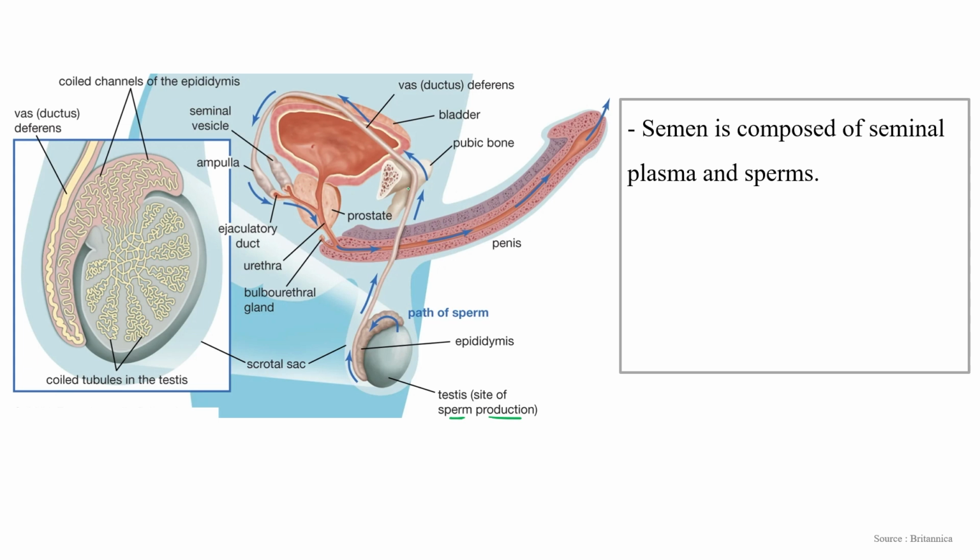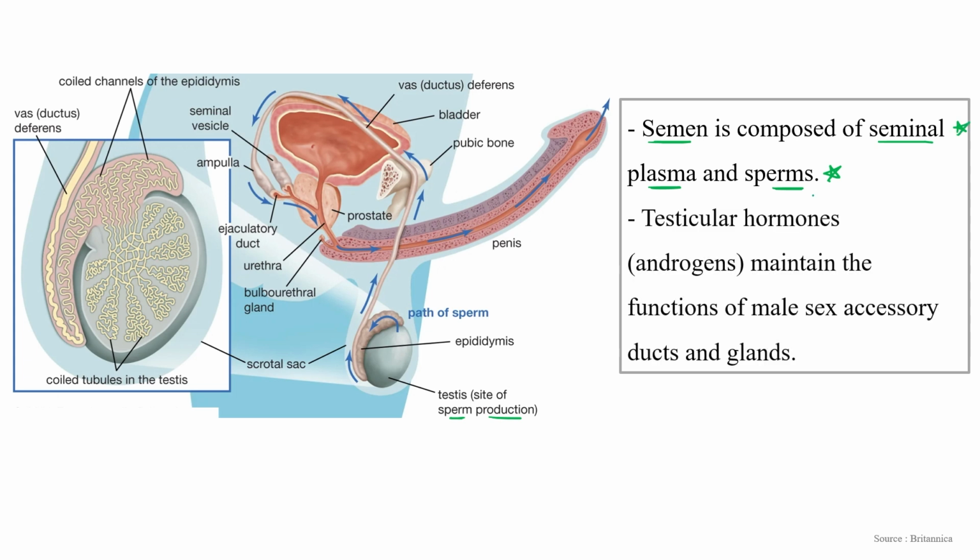epididymis, vas deferens, and through the seminal vesicle. Secretions of the seminal vesicle, the bulbourethral gland, and the prostate gland help in the movement of the sperm and its maturity. It passes through various ducts and then reaches the external genital region. This semen is composed of seminal plasma and sperm, so it contains both. Some testicular hormone, meaning androgen, maintains the function of the male sex accessory ducts and glands.